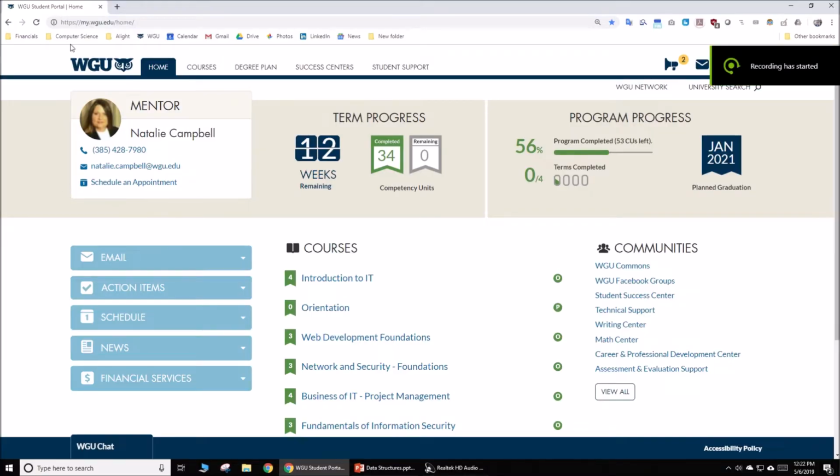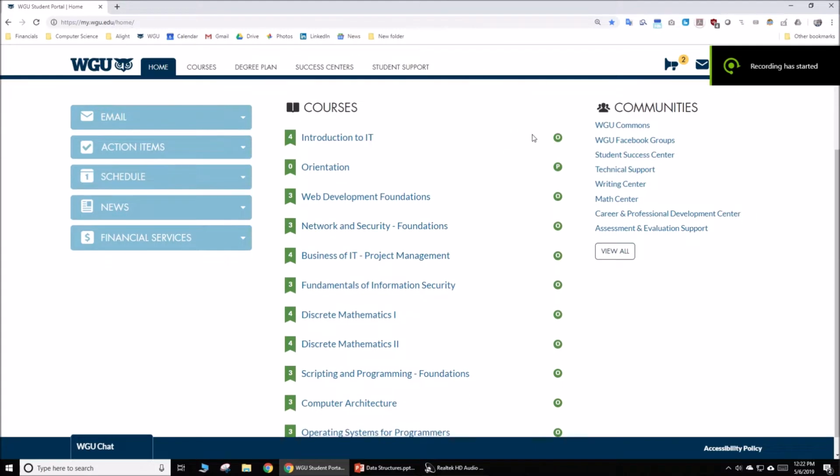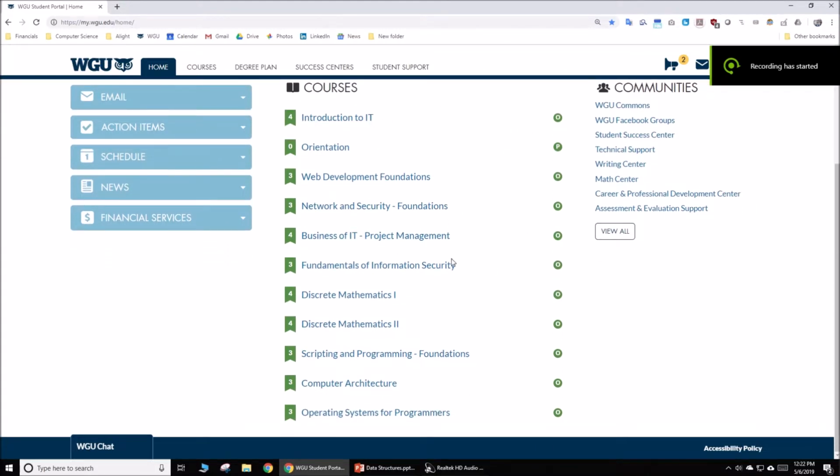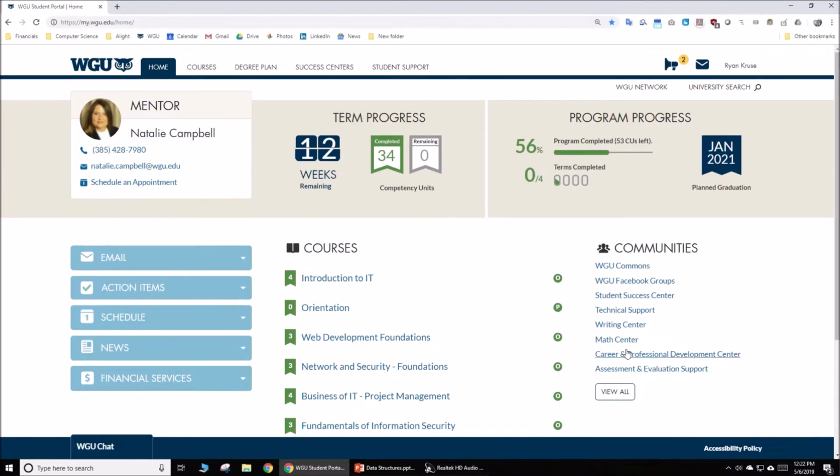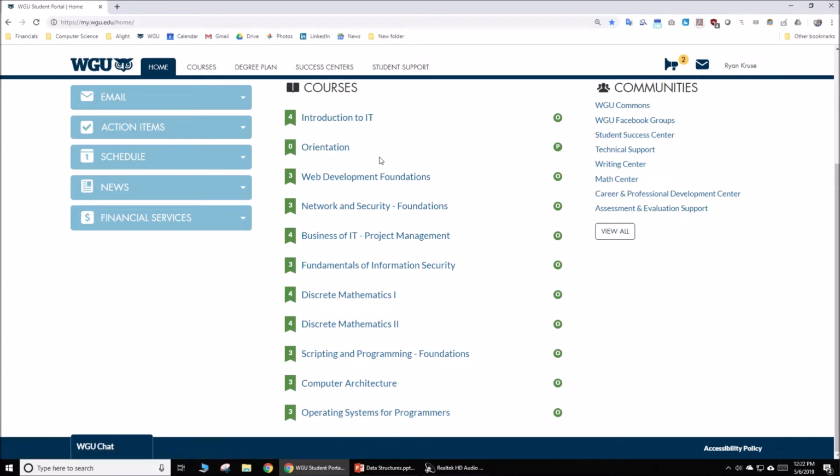So if I look here at my homepage, these are the courses that I've completed, and if I count these, this is about 10 courses, and we're about 3 months into my term, plus 2 weeks of orientation. So that puts me at about 1 course every 10 days, because that's like 10 courses over 100 days. So I think that pace is pretty good.